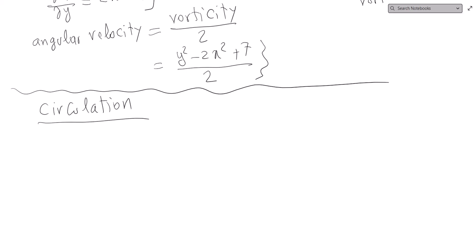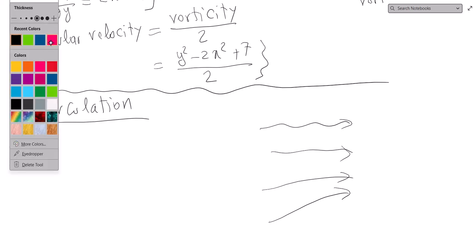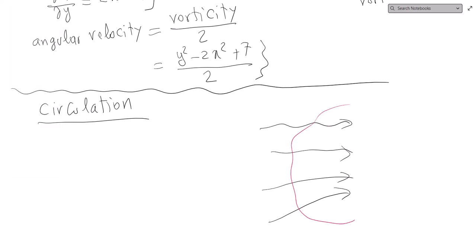Circulation is basically if you have a flow in a domain, and then you say, okay, if I make an arbitrary closed path like this one in the domain, can I calculate the vorticity which is inside this enclosed path?